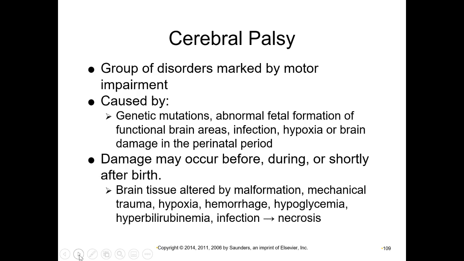Cerebral palsy is a motor dysfunction disorder. There are lots of different causes, and you can read those for yourself. We don't know for sure. There's a lot of discussion about hypoxia and brain damage, but there's no solid answer as to why. Damage may occur before, during, or shortly after birth. Something happens, we don't know exactly. Brain tissue is altered by mechanical trauma, malformation, hypoxia, hemorrhage. At any rate, there's necrosis.